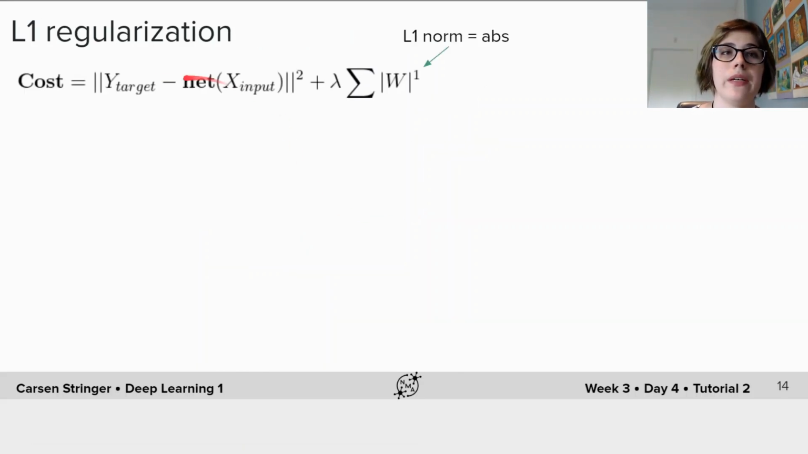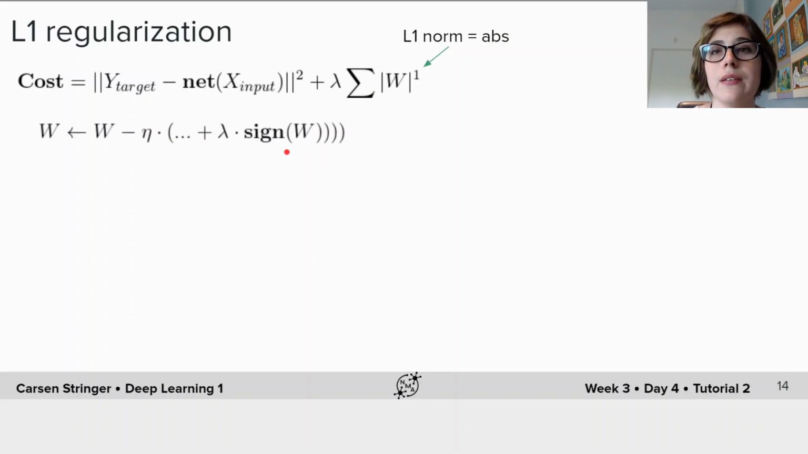What about L1 regularization? L1 regularization adds a penalty which is the sum of the absolute value of the weights. And now this results in an update rule that only depends on the sign of the weight itself. So this is going to be larger than the weight decay penalty usually, and it's only going to be 0 when the weight is set to 0. Otherwise, it's going to be +1 or -1.